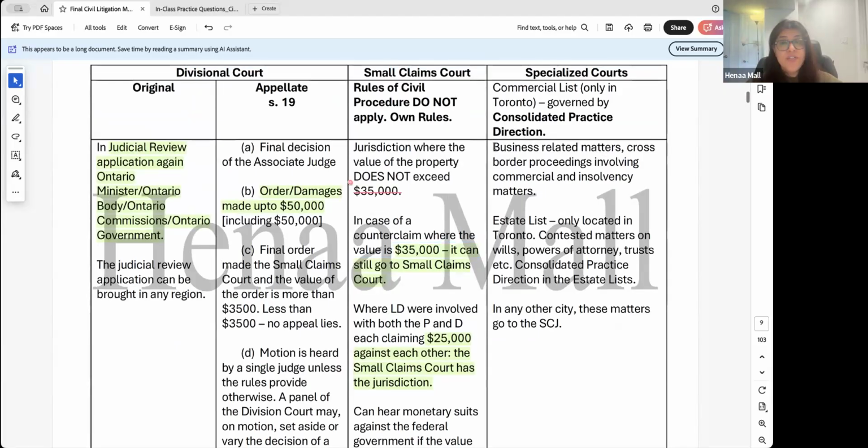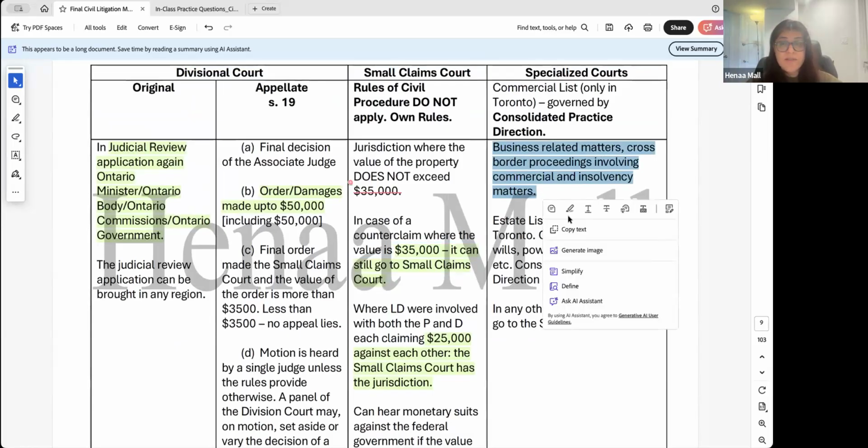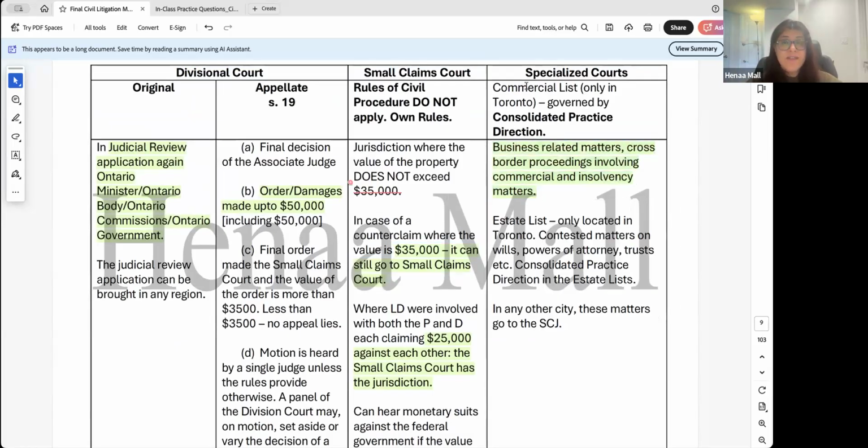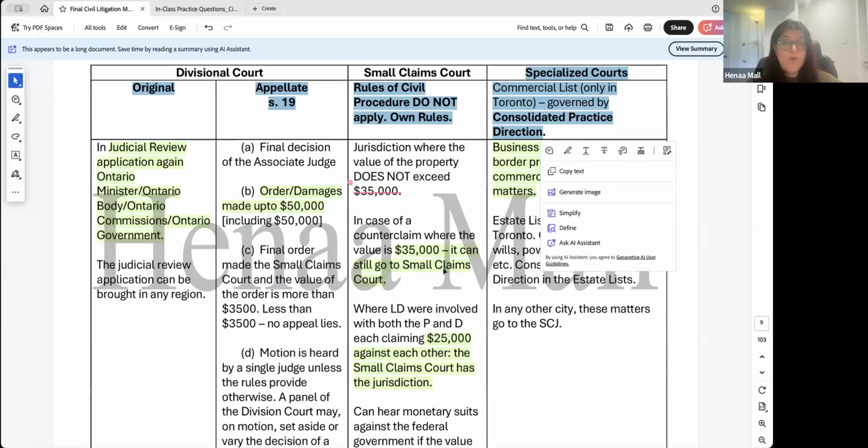Business-related matters, essentially cross-border proceedings involving commercial and insolvency matters. These are specialized courts. They're only in Ontario.